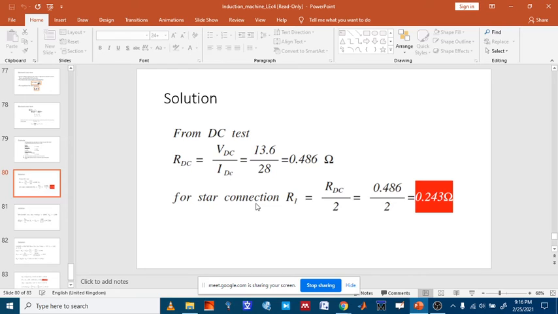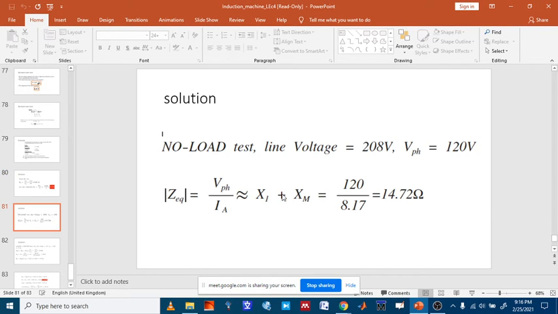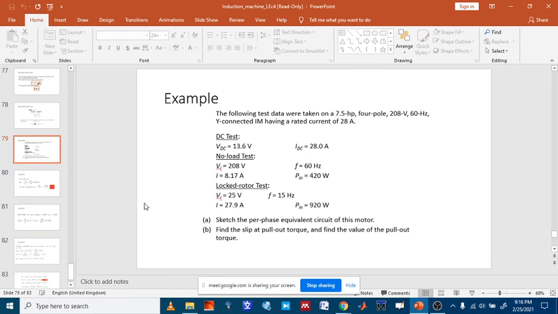So you are able to calculate the Z equivalent. The Z equivalent is the same as X1 plus XM, given by this. So you know X1 plus XM to be this. Next, the lock rotor test.